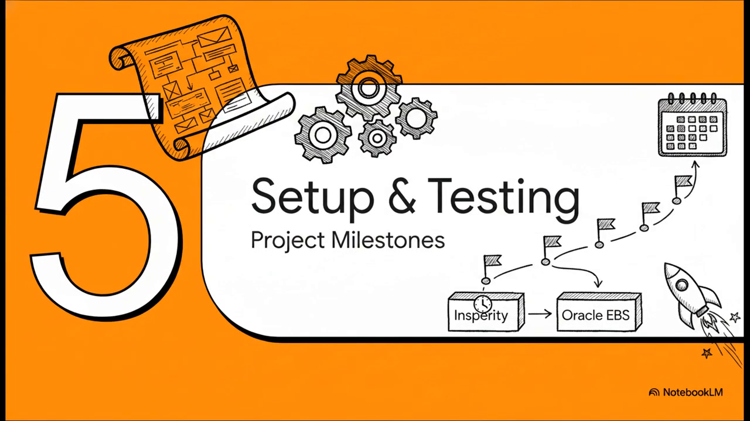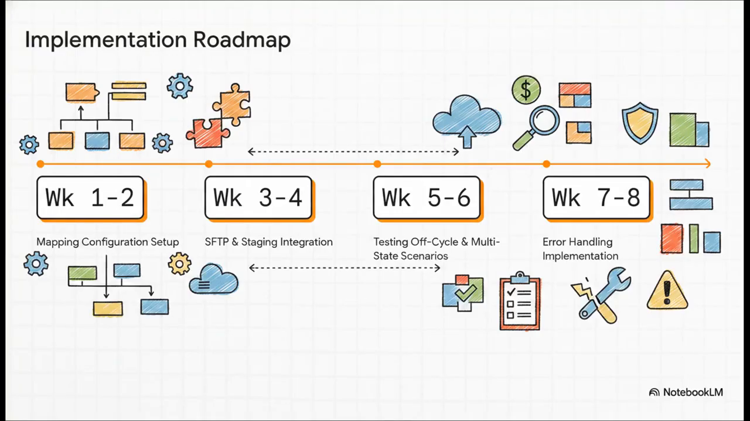Let's pivot slightly to Section 5, Setup, Testing, and Milestones. To make this a reality, we follow a really clear project roadmap that ensures absolutely nothing is missed over an 8-week sprint. Weeks 1 and 2 are heavily focused on getting that mapping configuration dialed in perfectly. Then we build the SFTP integration. Crucially, in weeks 5 and 6, every edge case, from off-cycle payments and complex year-end bonuses to tricky multi-state tax scenarios, is rigorously tested with actual data before we ever think about going live.